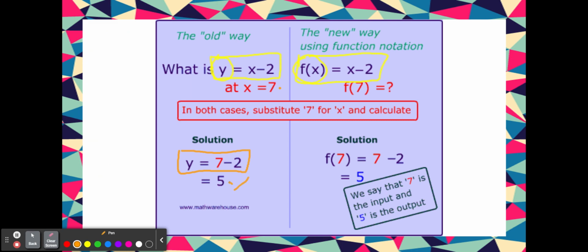and you get the answer of 5. Now, instead of saying y equals, you're going to say f of, and instead of x, we'll put 7, because that's what they told me the value of x was. We're still going to put in that x value of 7 minus 2, and we're still going to get the answer of 5. So no matter which way you look at it, you're still substituting in the same value of x into the same function. Instead of y, we're using f of x, or the function of x.